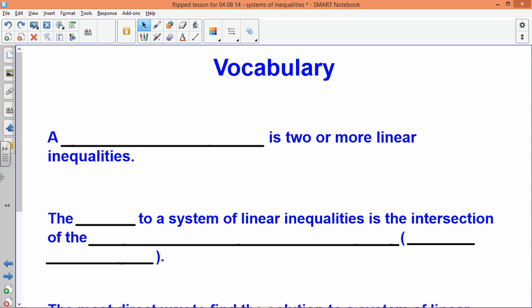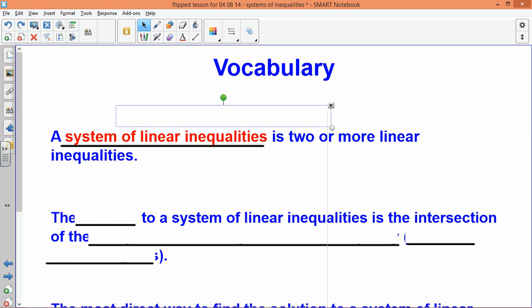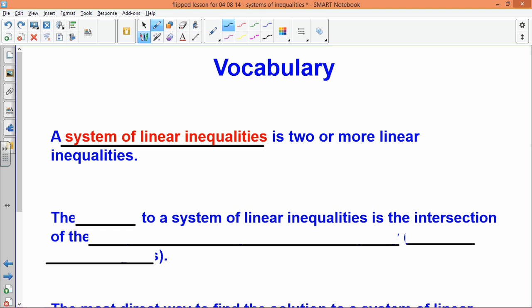Okay, first, vocabulary. A system of linear inequalities is two or more linear inequalities that we consider at the same time. Just like a system of linear equations, except now we have inequalities. Remember, the difference between an inequality and an equation is this difference right here. For an inequality, or for a linear equation, we'd have this kind of data right here on the left.